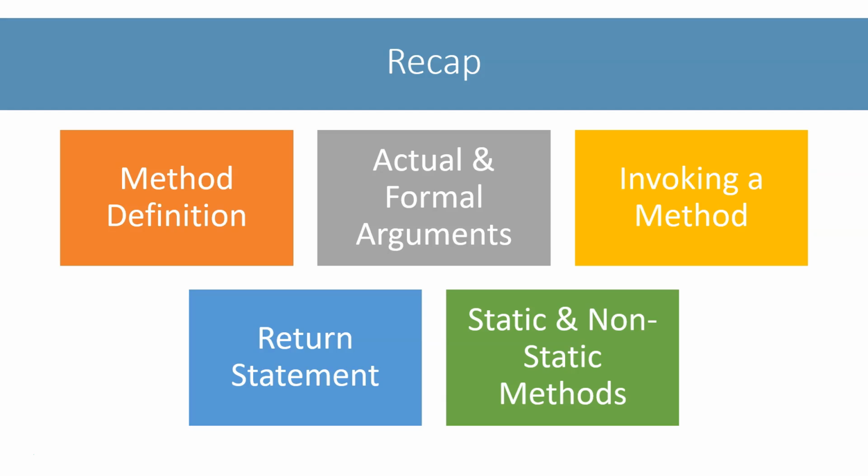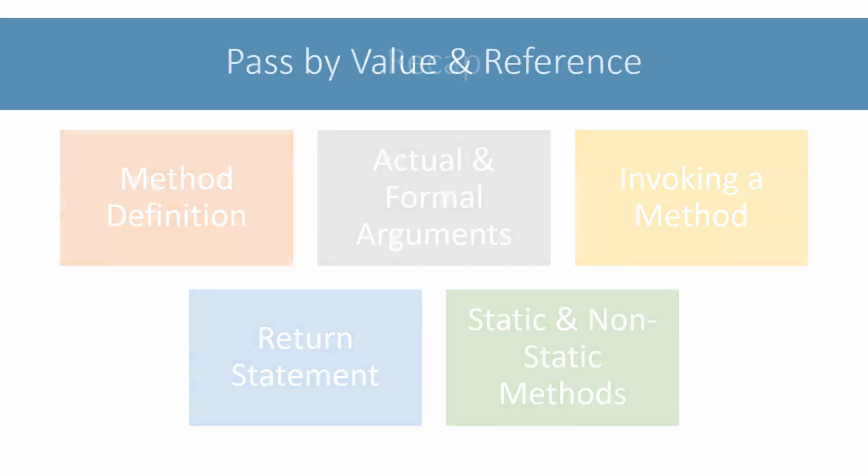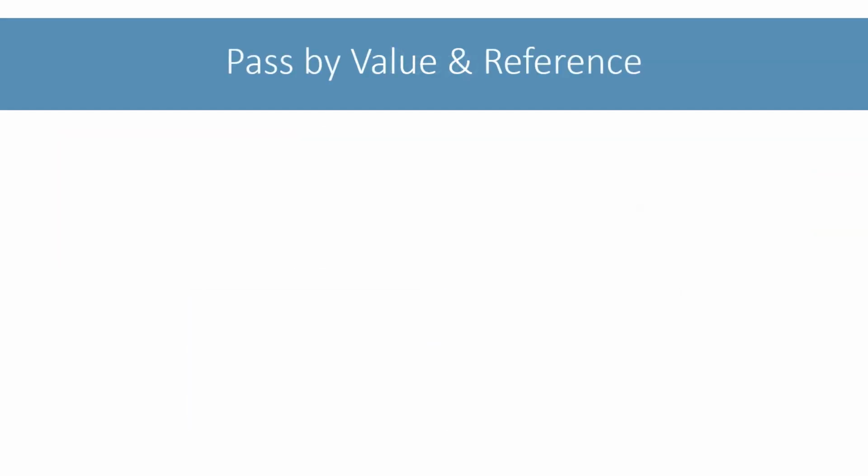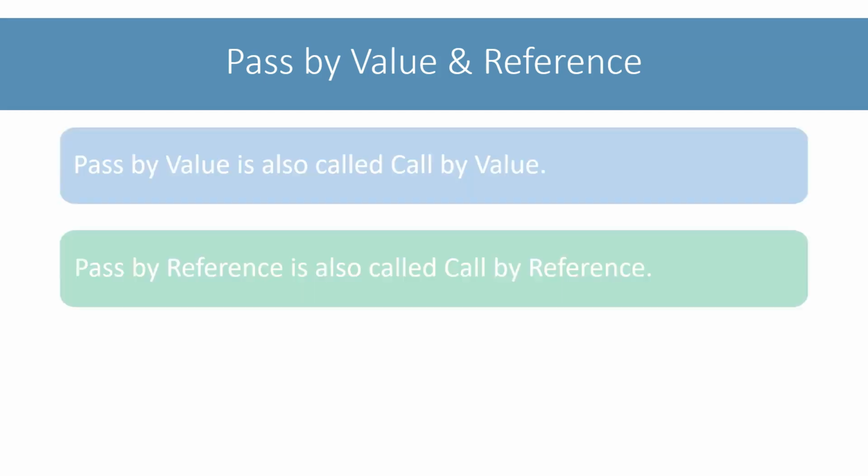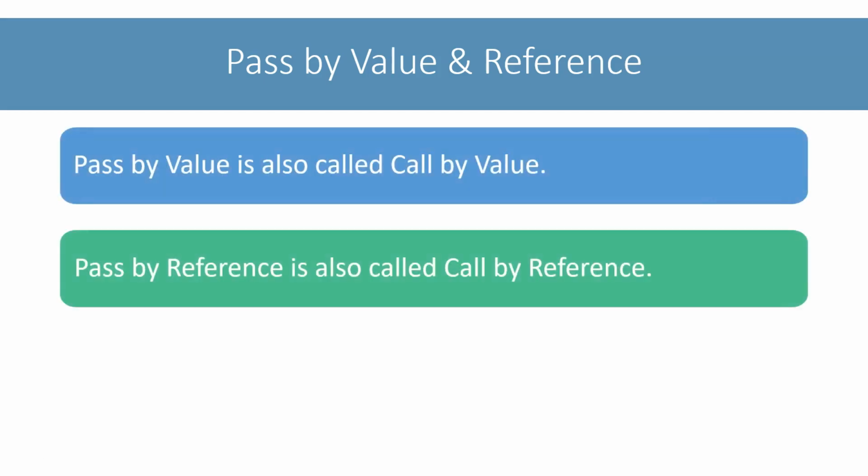In case you have not gone through the earlier videos of methods chapter, I request you to please go through them, otherwise understanding pass by value and pass by reference and then method overloading will be difficult for you. Let's move forward in our methods journey and look at the concept of pass by value and pass by reference. Pass by value and pass by reference are also called call by value and call by reference respectively. I may use these terms interchangeably, so please don't get confused.